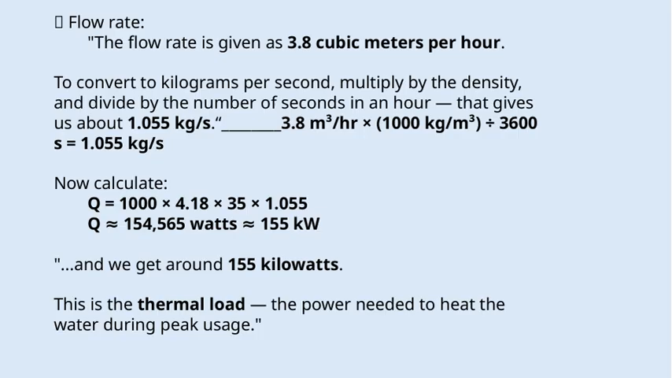1.055 kilograms per second. Next, we use this flow rate to find the power needed to heat the water. The formula shown is Q equals 1,000 times 4.18 times 35 times 1.055. Here, 4.18 is the specific heat capacity of water in joules per gram per degree Celsius, and 35 is the temperature difference in Celsius. Multiplying all these together gives us roughly 154,565 watts, which we round to about 155 kilowatts.